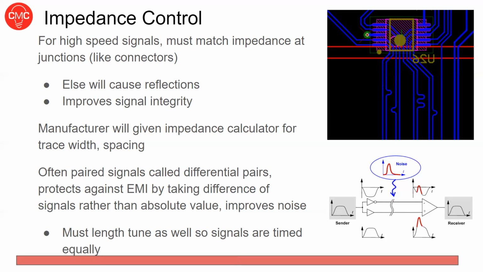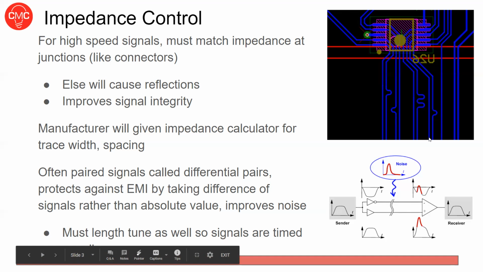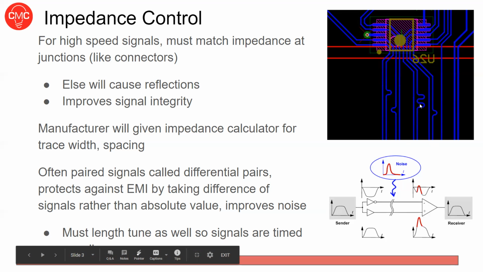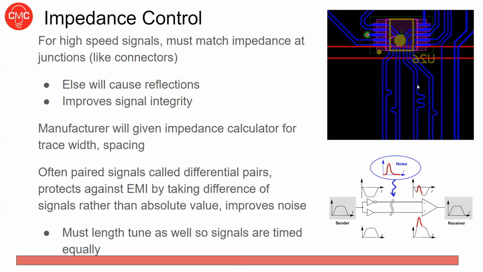So you don't want signals to get to the end at different times. You want them to be as close as possible in terms of their length, in terms of the differential pairs. So you can just add these little wiggles that match the lengths of the pairs, so that your signals are arriving at the same time. And Altium has a tool for this.